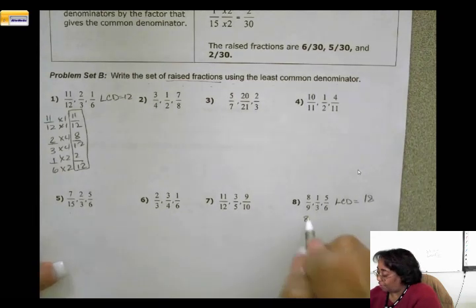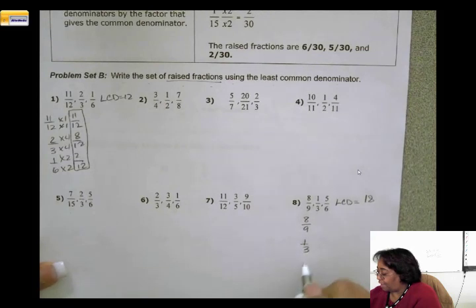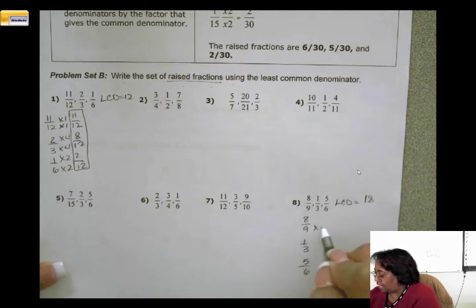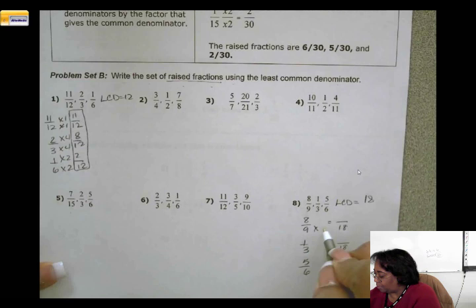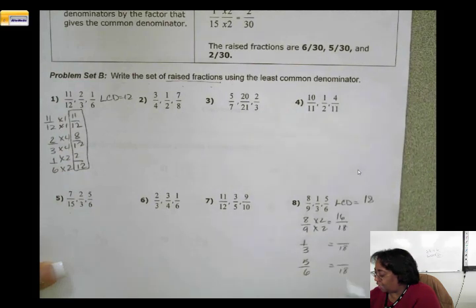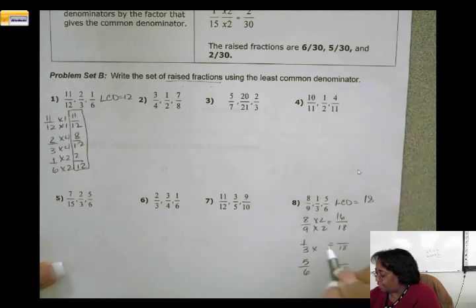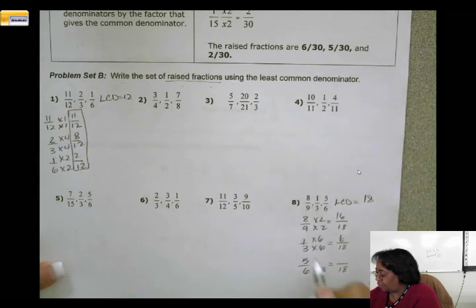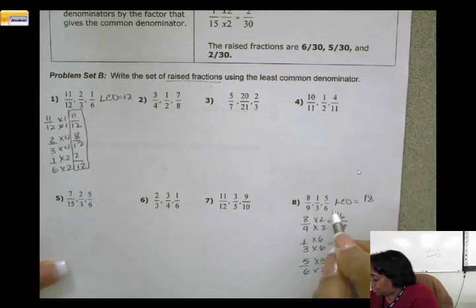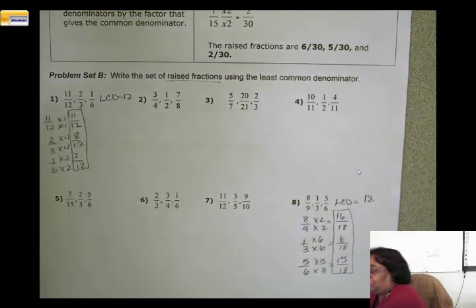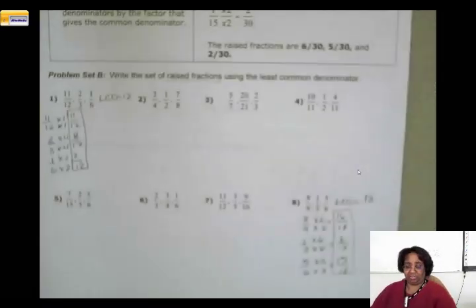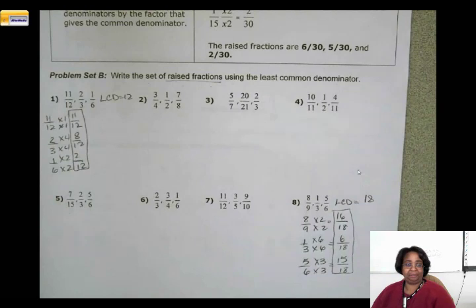So I'm going to have 8 over 9, 1/3, and 5/6. I'm going to raise all of these to 18. So on top, I'm going to multiply by 2 and get 16 over 18. On the middle, I'm going to multiply by 6 and get 6 over 18. And then on the bottom, I'm going to multiply by 3 and get 15 over 18. So these are the equivalent fractions that they're looking for in the answer. You don't have to add them. You just need to tell me what those equivalent fractions look like on this exercise, okay?